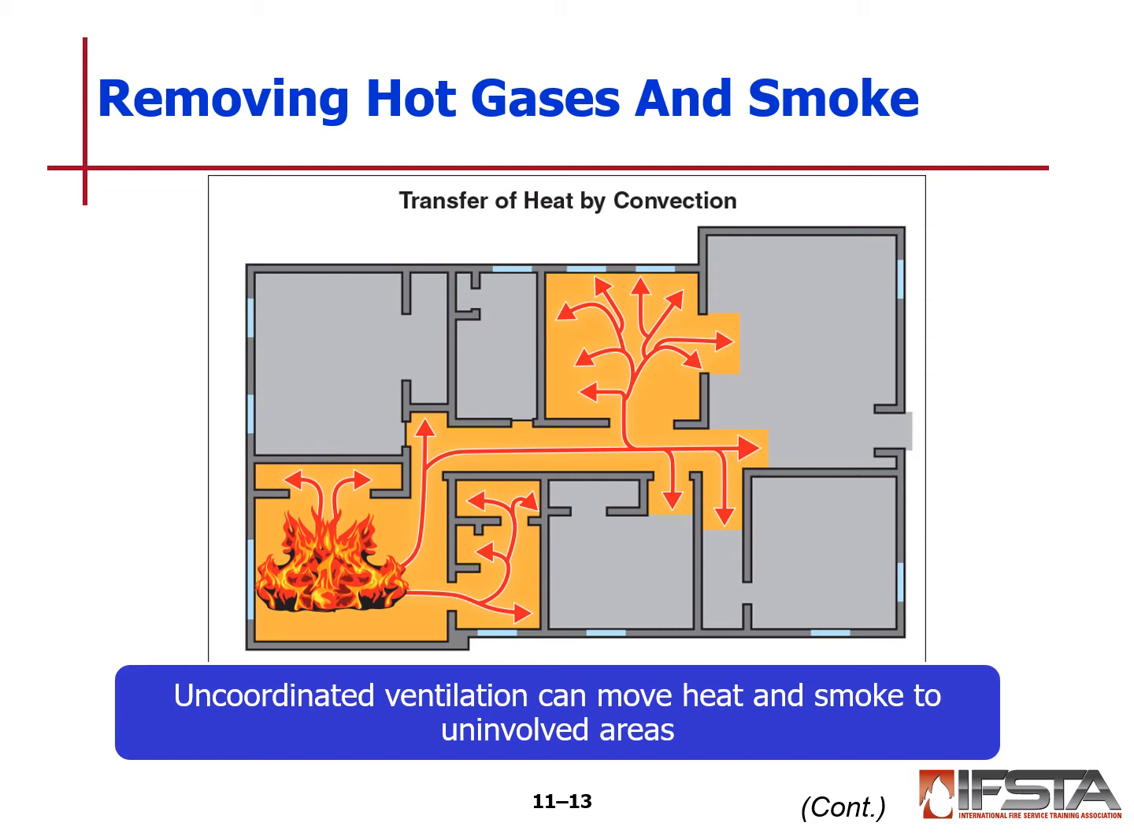Uncoordinated ventilation can move heat and smoke to uninvolved areas, and that's something that we really don't desire. And so this is an example again of we leave a door open, we're unprepared, we haven't controlled it, and we can allow fire to rapidly spread into other areas. I mean, it makes putting out the seat of the fire a lot harder.